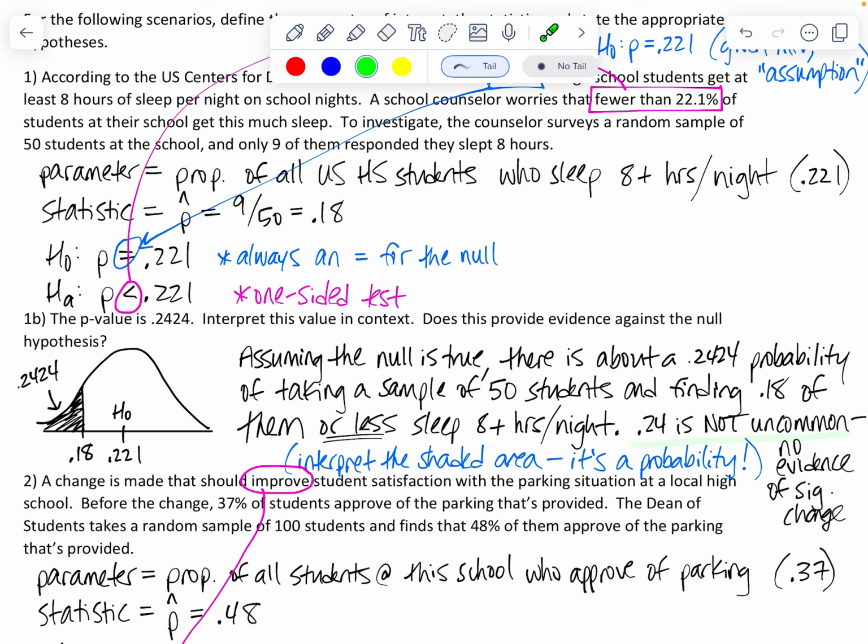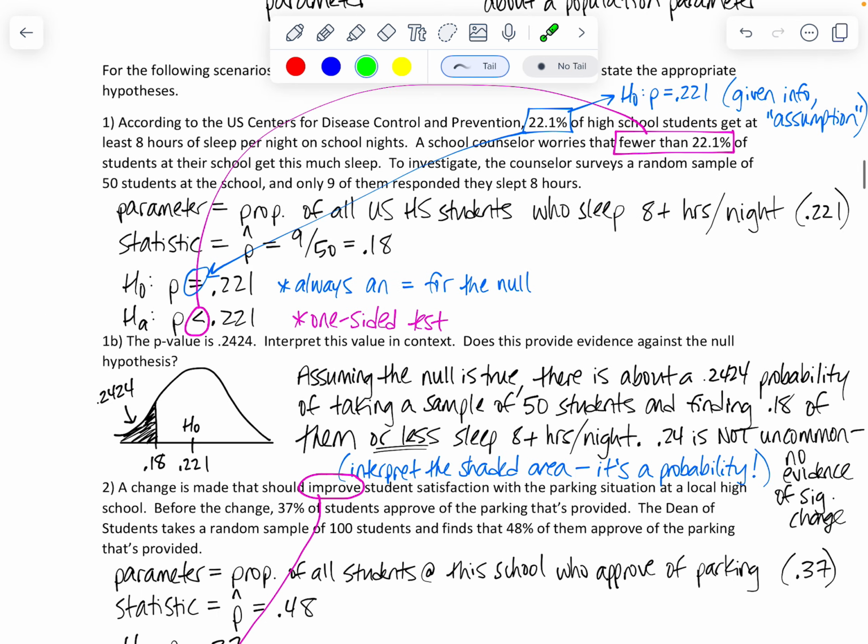24% is not that uncommon, therefore I do not have evidence to refute this number. I would say to the counselor, no, we don't really have evidence that this number is incorrect based on the sample you took. We'll talk more about that, but remember that it is an interpretation of the shaded area.